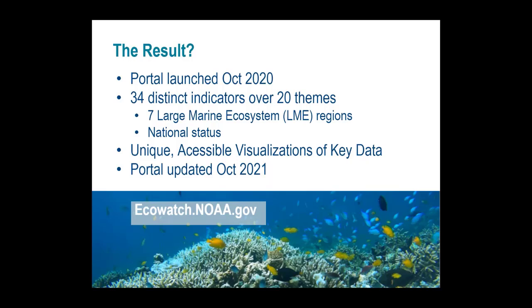Another interesting thing about this website is that it provides a national status across our indicators as well. So for example, if you were to go to our national status page, which I'll show you in just a moment, you could see a general status and trend for all of the indicators, things like sea surface temperature, chlorophyll A, etc., across all waters of the United States.